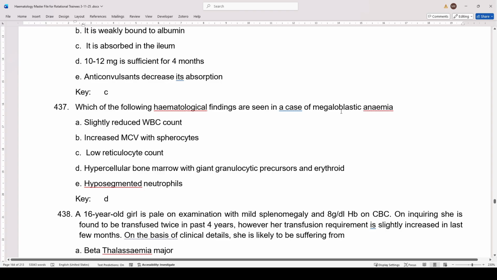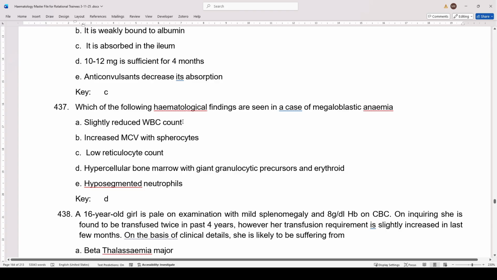When you give B12 or folate to that patient, there will be a brisk increase in reticulocyte count in 3 days, because of the response of the marrow. It shows that the cells are now maturing. So that's where the reticulocyte count will improve. So MCV is increased in case of megaloblastic anemia, but there are no spherocytes. Slightly reduced WBC count is right. Yes, in megaloblastic anemia, we have reduced counts.